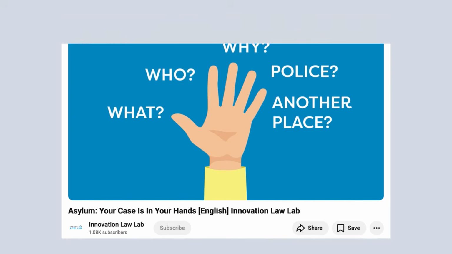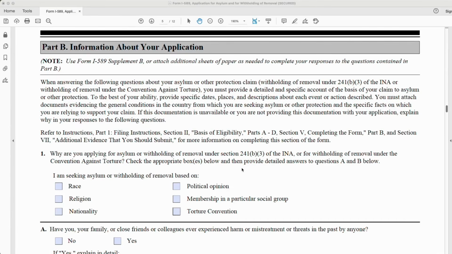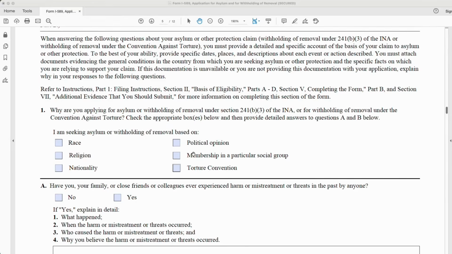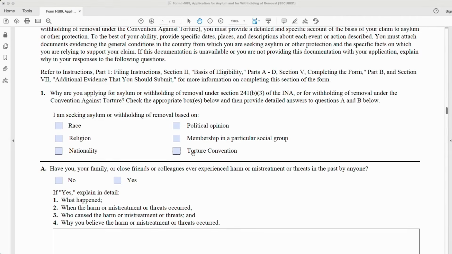Okay, here we are on page 5, Part B. Let us start with question 1 of this section. It asks you to say why you are applying for protection. You can check more than one box. You can check all of the boxes here that could possibly apply to your particular situation. You can also check the torture convention box here if you also want to apply for withholding of removal under the Convention Against Torture.